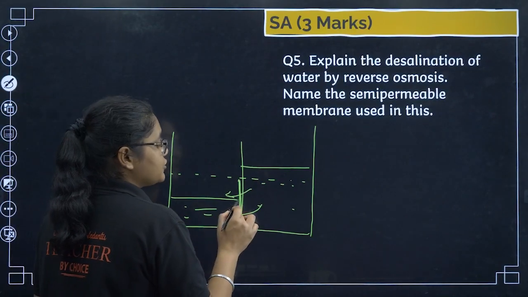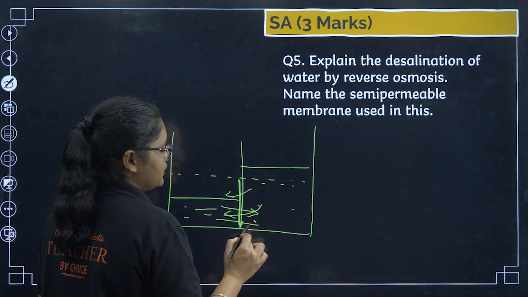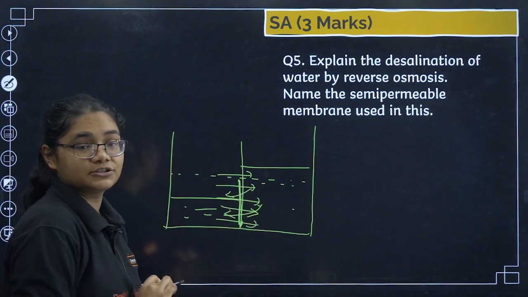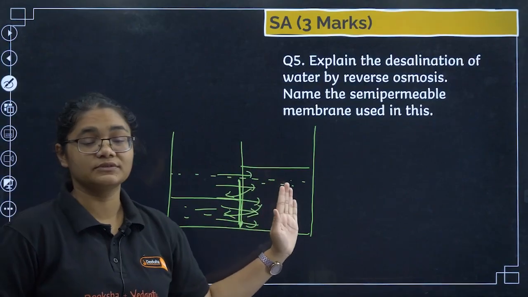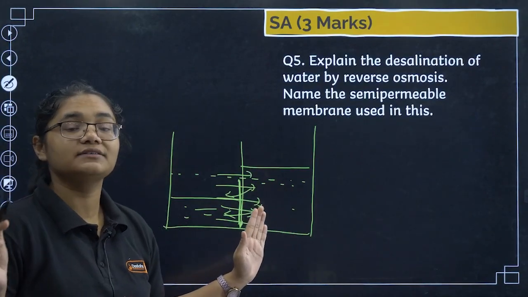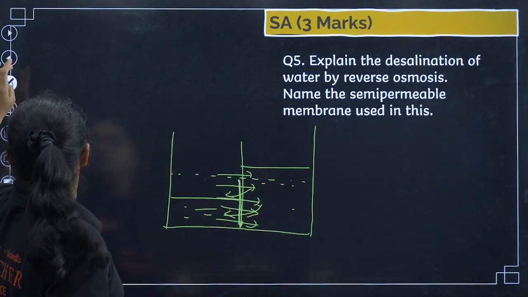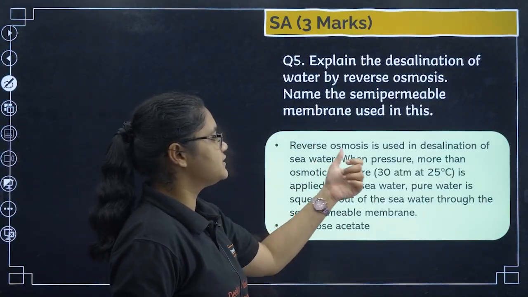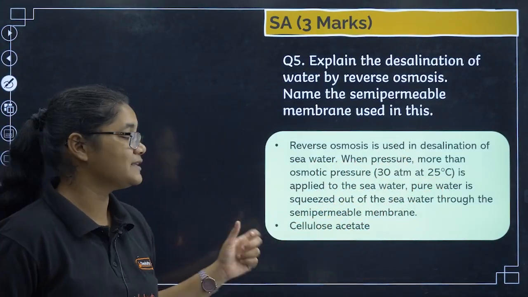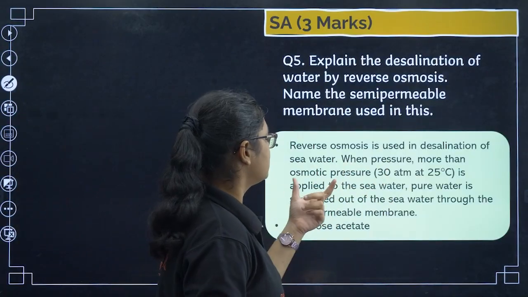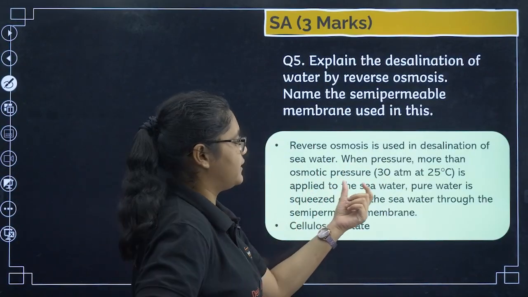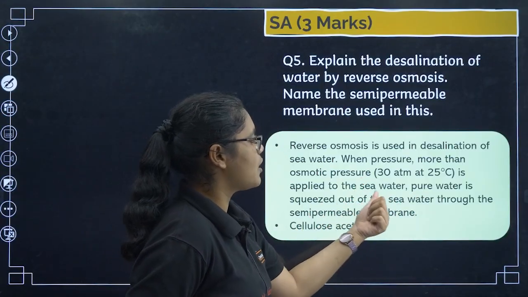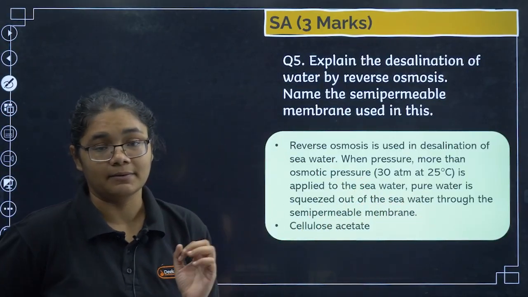But if you apply pressure greater than osmotic pressure, what will happen? The water will start flowing in opposite direction. Okay, when the water will start flowing in opposite direction, that is called as reverse osmosis. So what is its use? It is used in the desalination of water. So reverse osmosis is used in the desalination of water when pressure more than the osmotic pressure, around 30 atm, is applied to the seawater. Pure water is squeezed out of the seawater through the semi-permeable membrane.